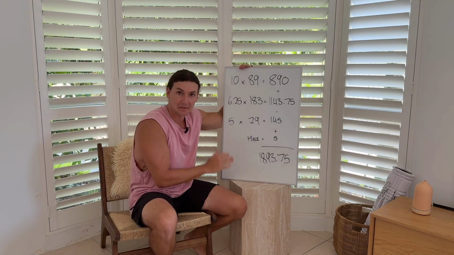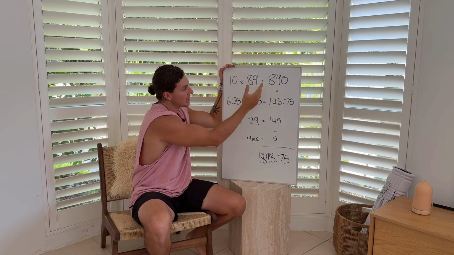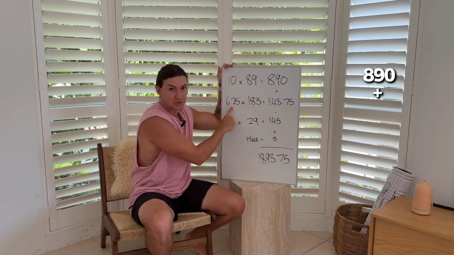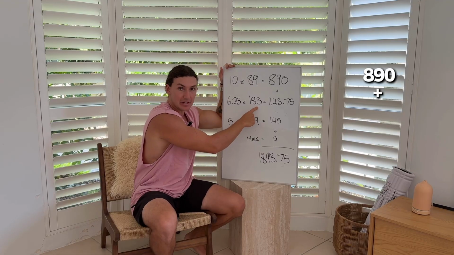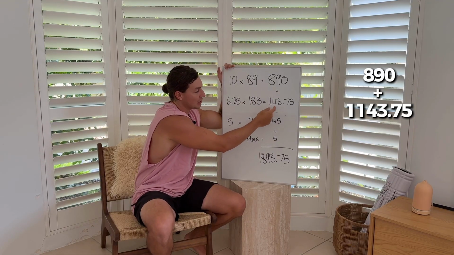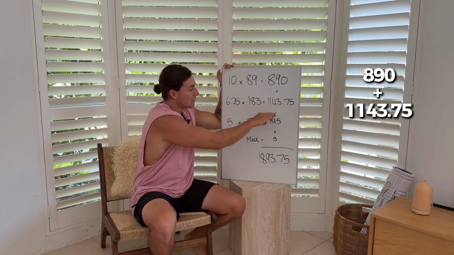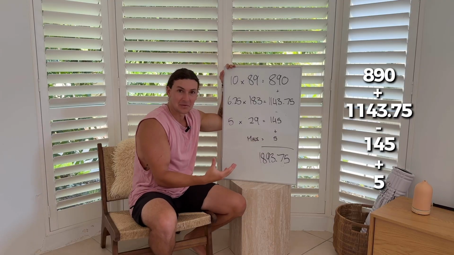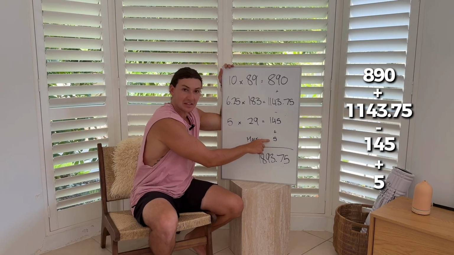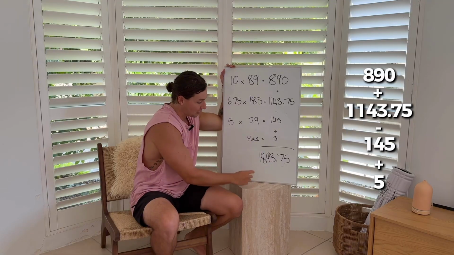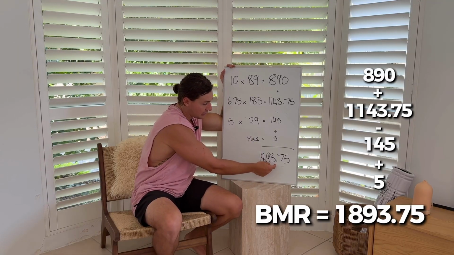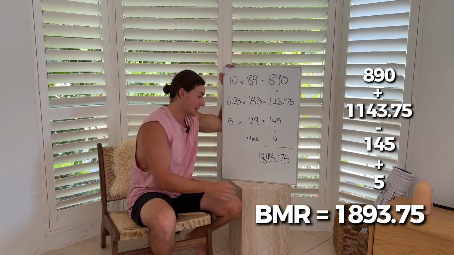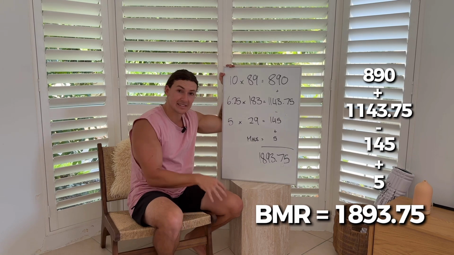So this is what it will look like. 10 times my body weight, so 89 kilos, is 890. Then we add on 6.25 times 183, which is my height, so 1,143.75. Minus 5 times 29, so 145. And then we add on the 5 because I'm a male. If you're a female, you'd subtract 161 here. The total that we get is 1,893.75. So if I did absolutely nothing, if I don't work out, I just lay in bed, that is how much I need to eat to maintain my body weight.